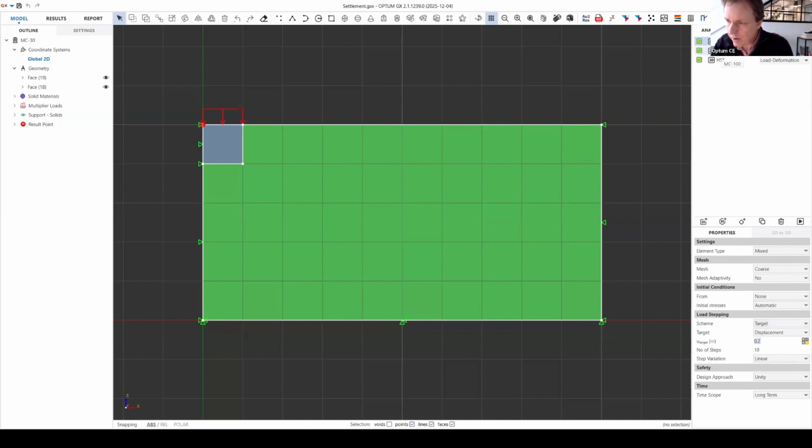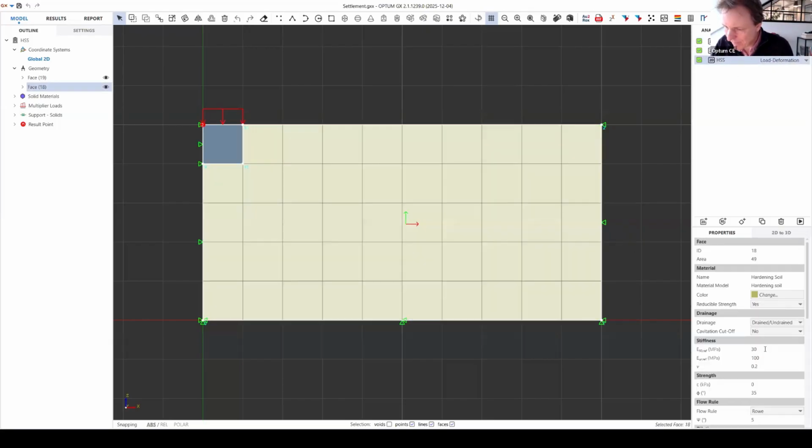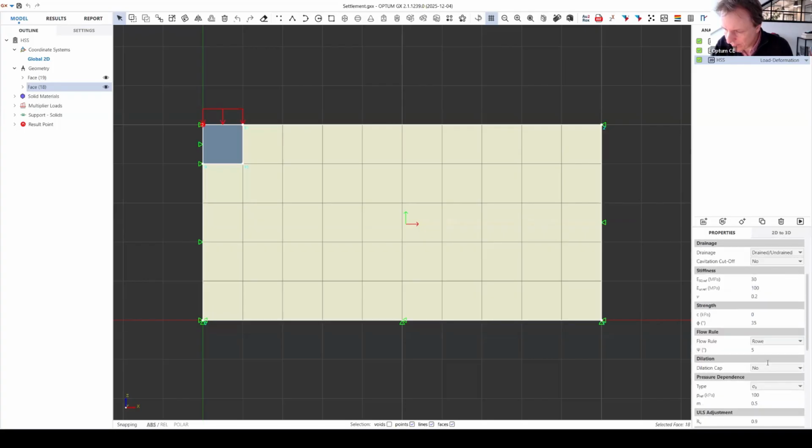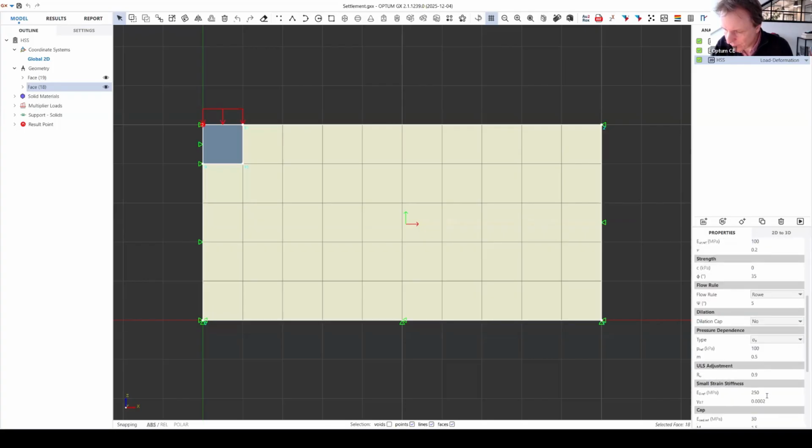So there are 3 models here. First of all, the hardening soil model. I've set E50 to 30, EUR, the unloading-reloading, to 100. E0 is 250. Yeah, well, there are various other settings.